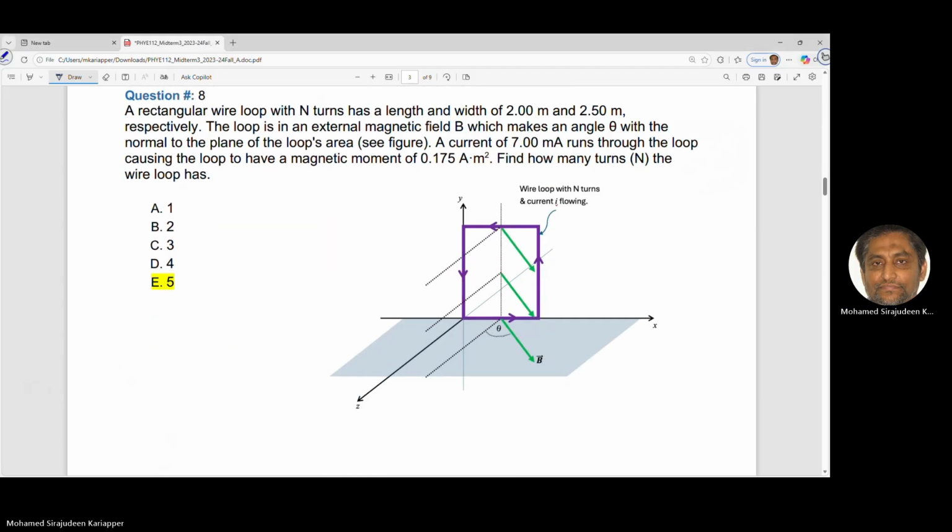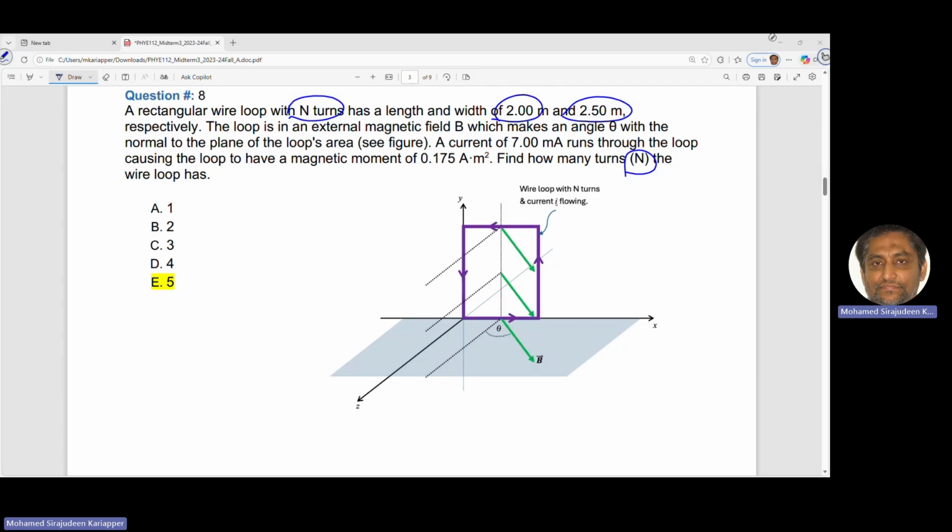Number 8. We have a rectangular wire loop with n turns. The purple thing is the wire loop, but it doesn't have just one loop, it has many loops, n turns. We didn't say what it is. Maybe that is the question, to find the number of turns. It has a length and width given, which means I can find the area. It's a rectangle, so length multiplied by width will be the area.